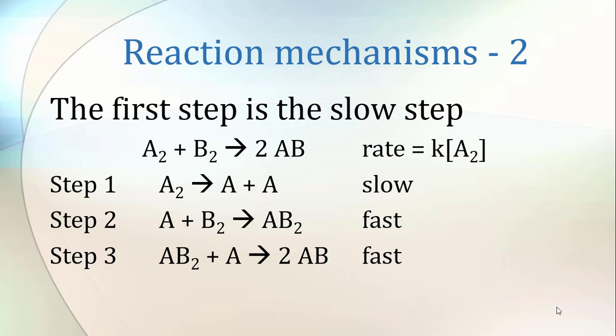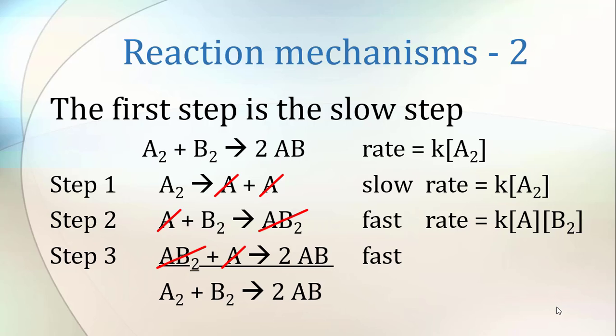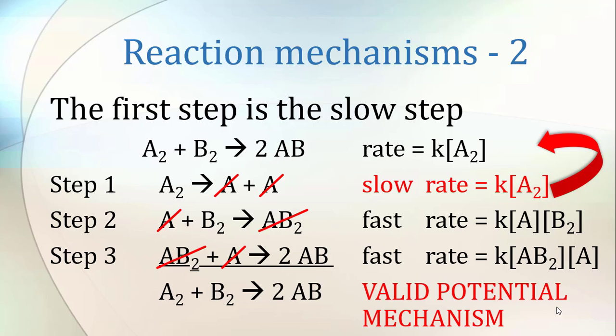We cross out the intermediates, add up what remains, and we see we get the overall reaction, so requirement 1 has been met. Now we look at the rate laws. The slow step rate law is rate equals K times A sub 2. The slow step has this rate. This is the rate law for the first fast step. This is the rate law for the second fast step. The slow rate is the rate limiting or the rate determining rate law. We see that it is identical to the experimental rate law. This is a valid potential mechanism.